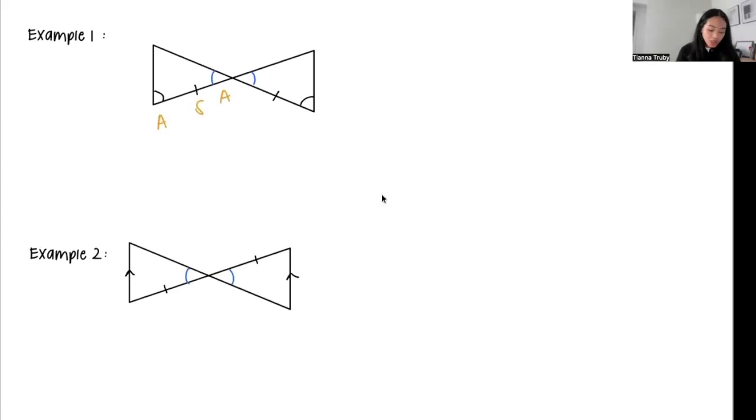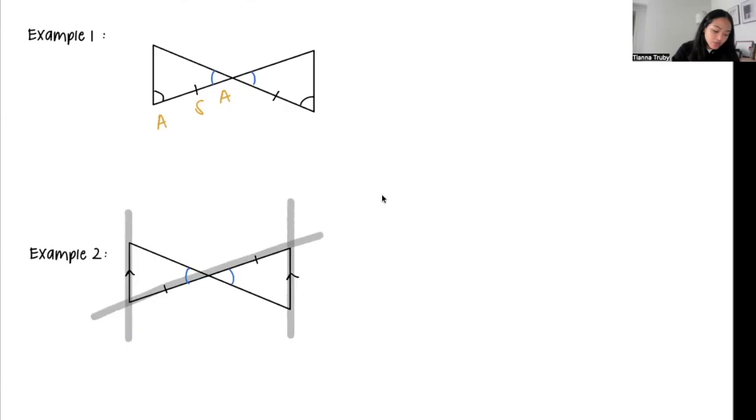For example number 2, we know a side, we know an angle. We don't have quite enough information yet. However, we do know that these two lines are parallel to each other, as indicated by the arrows. And while you're in geometry, whenever you're given parallel lines, or it's indicated in the diagram, you would always want to think of your transversal theorems and the angle relationships that come from those.